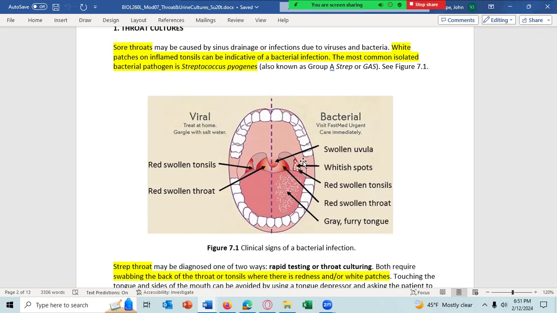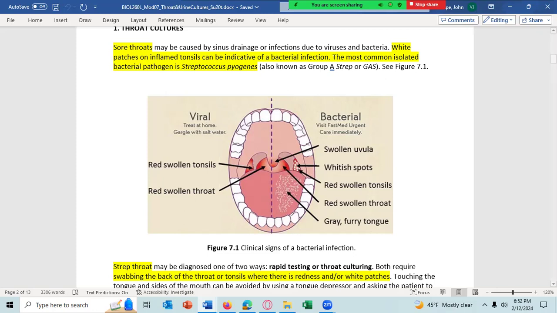Most common bacterial pathogen of a sore throat is Streptococcus pyogenes. That's its scientifically named term. It's also called group A strep or GAS. I don't use the GAS. I do occasionally use the group A streptococcus. And that's just separating the streptococcus by their antigens. Streptococcus pyogenes does cause strep throat.